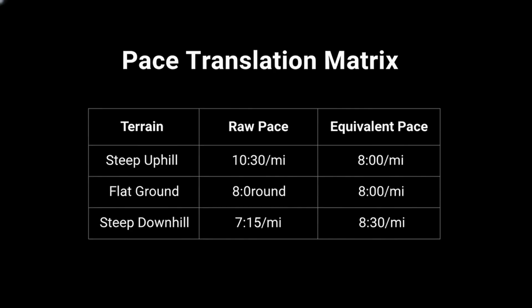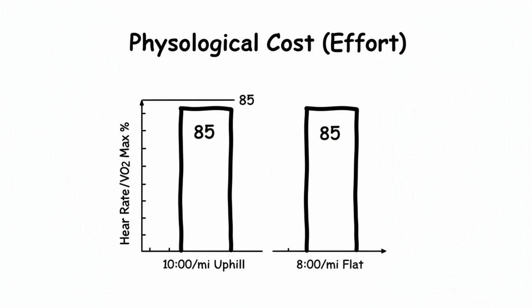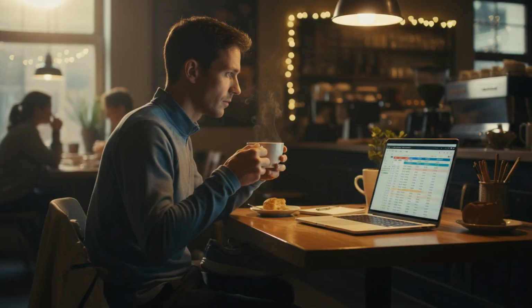Flat ground minutes per mile. Think of it like a currency exchange. Running slow up a steep grade costs the exact same physiological energy as running fast on a track. Equivalent pace simply does the math. We use this metric because pace is our native language. Watts are great, but telling a runner to hold 300 watts rarely clicks instantly.